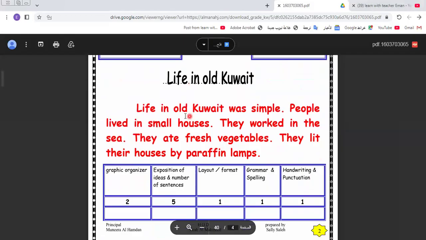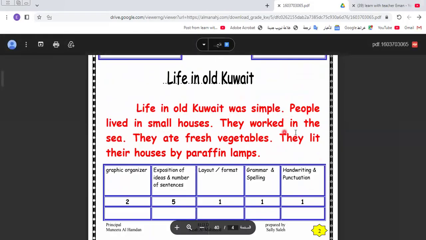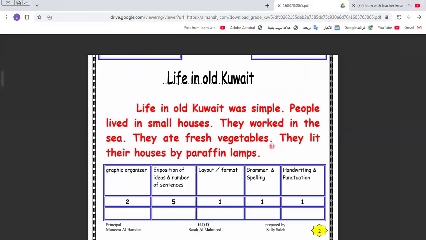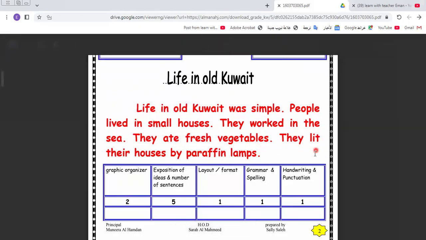Okay, let's read this text together. Life in Old Kuwait. Life in Old Kuwait was simple. People lived in small houses. They worked in the sea. They ate fresh vegetables. So we can see that the tense here is the past form. Why do we use the past form in this text? Because I narrate something that happened and ended in the past. So we say was, lived, ate, liked. All these verbs are in the past form.